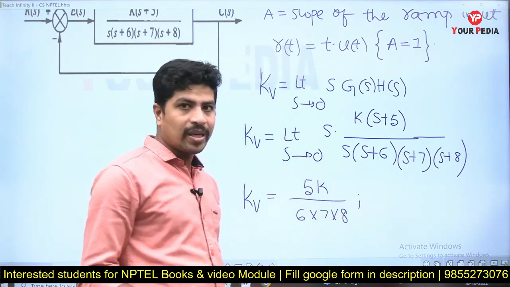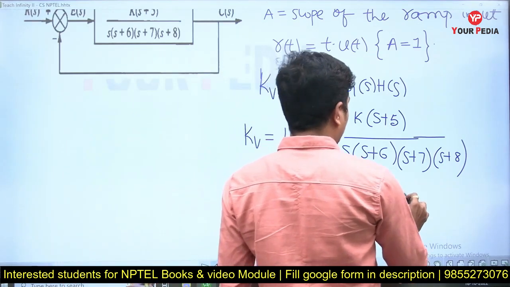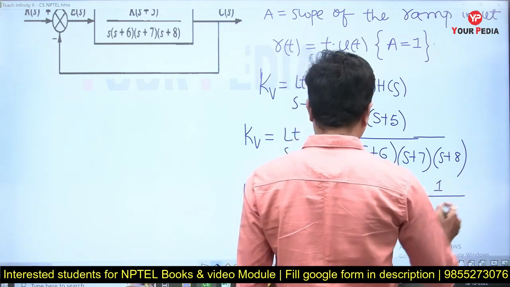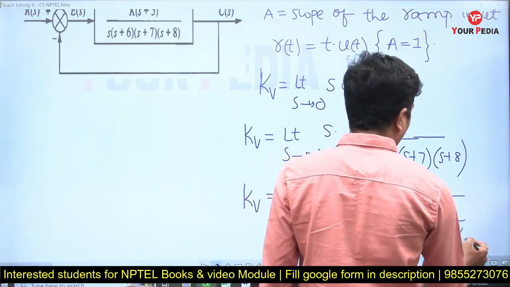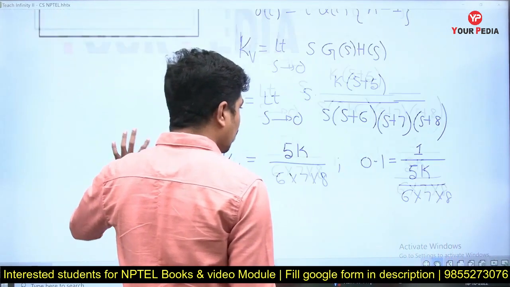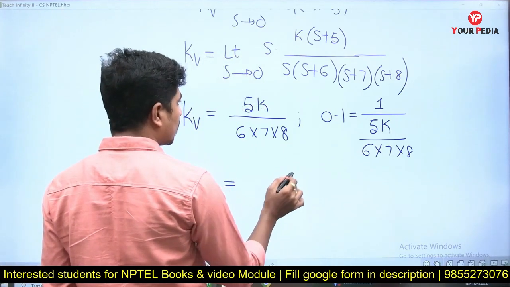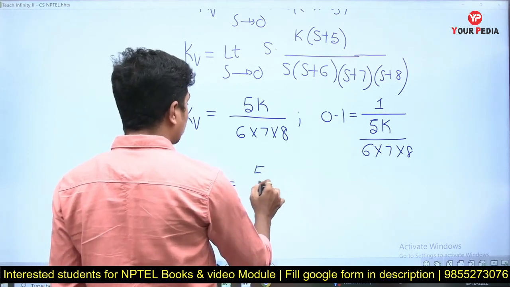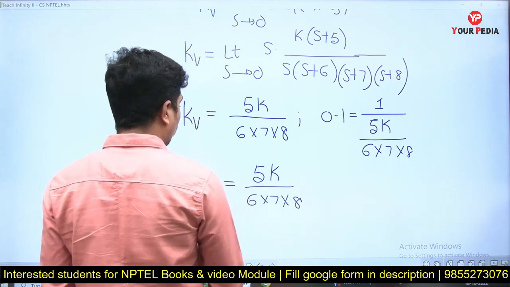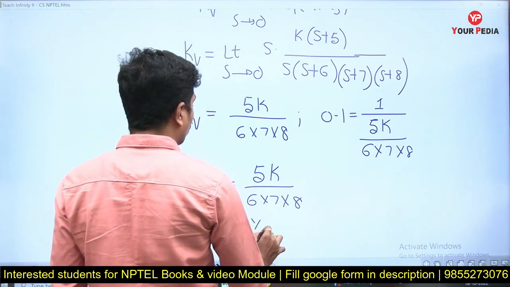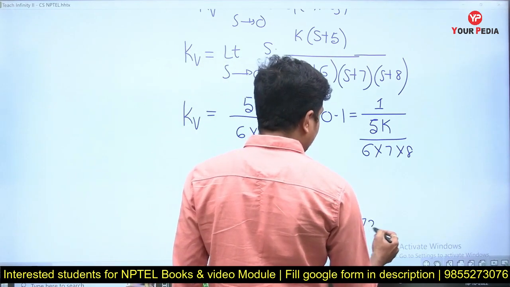What is the steady state error given by him? 10%. 10% means 0.1. So 0.1 is equal to A, which is 1, by kV, which is 5k by 6 into 7 into 8. Let's solve it further. 10 is equal to 5k by 6 into 7 into 8. Therefore k is equal to 2 into 6 into 7 into 8. I think it is 672.